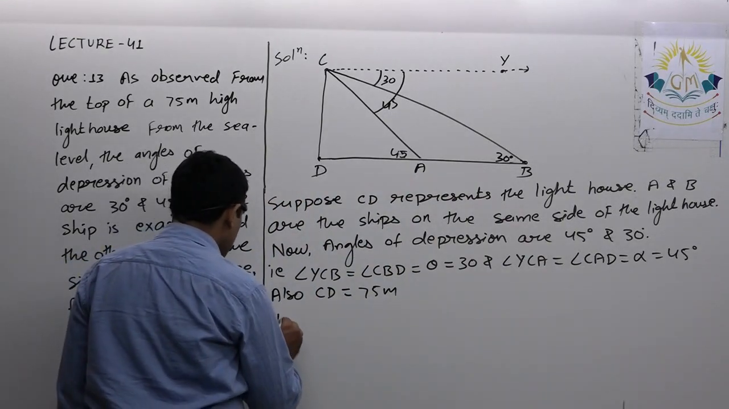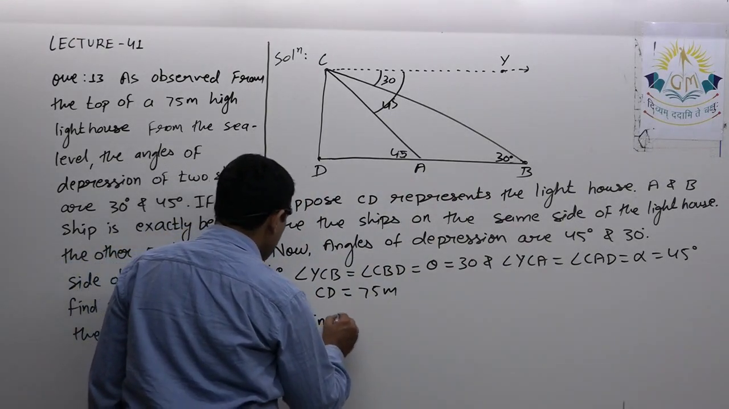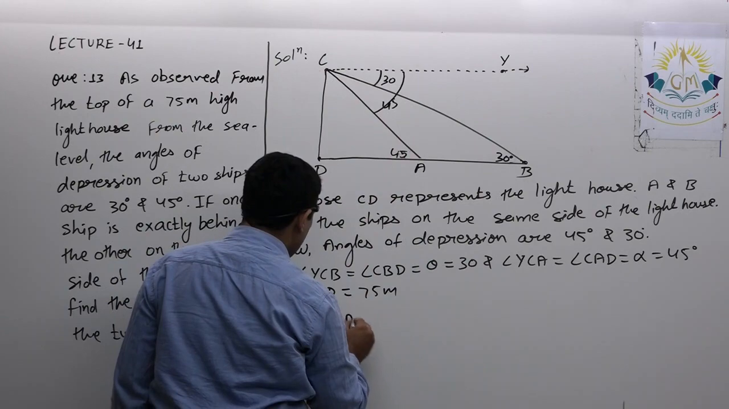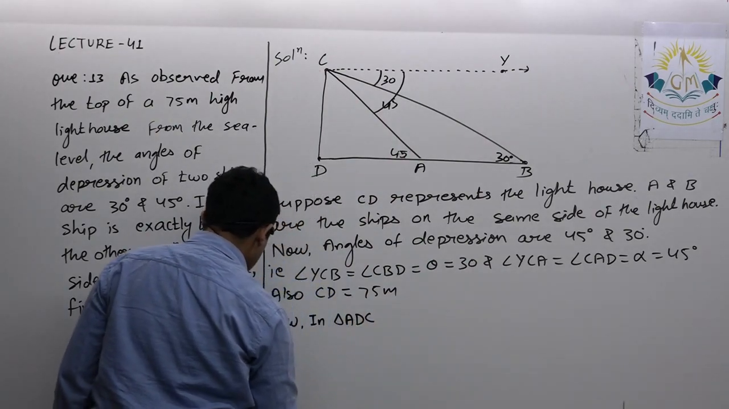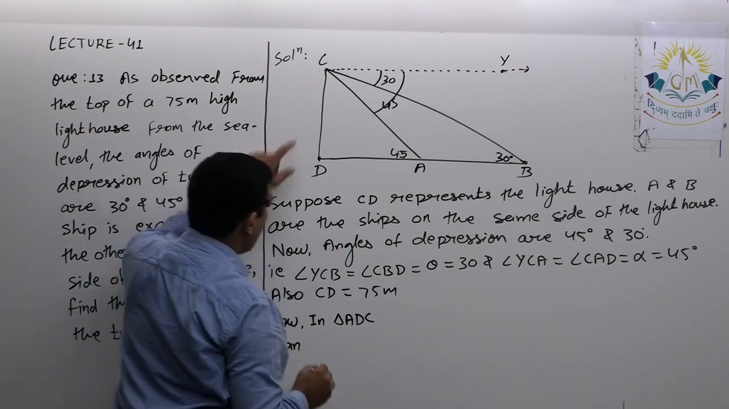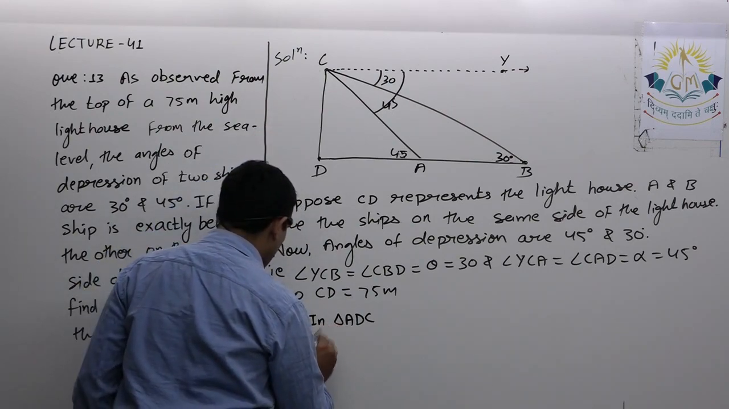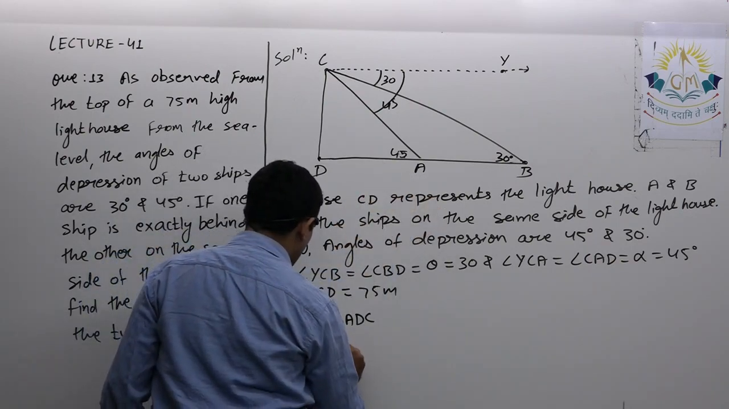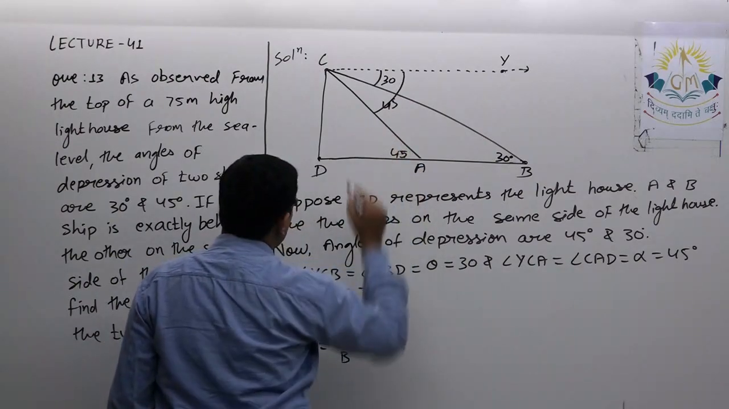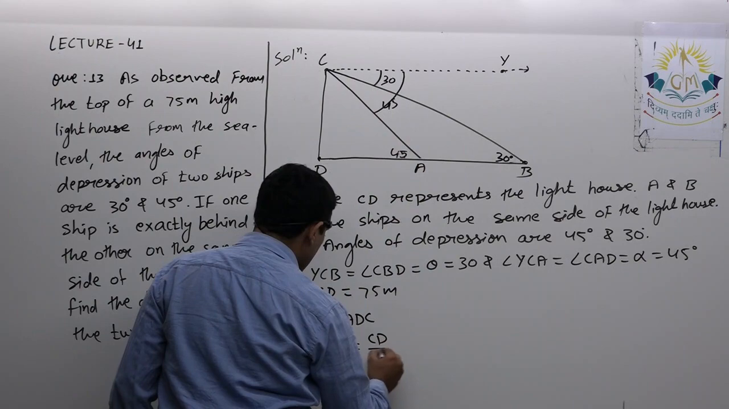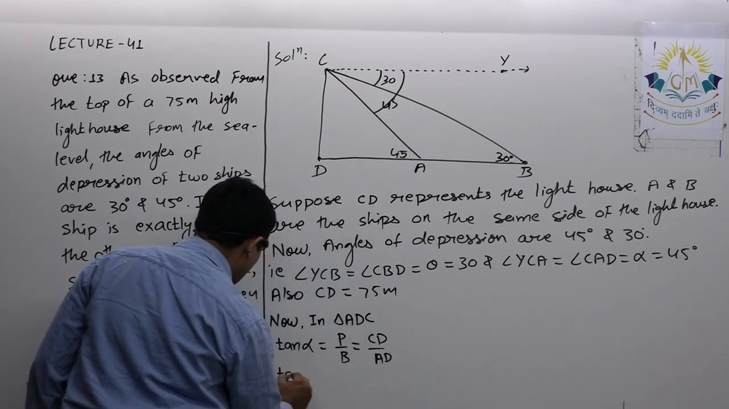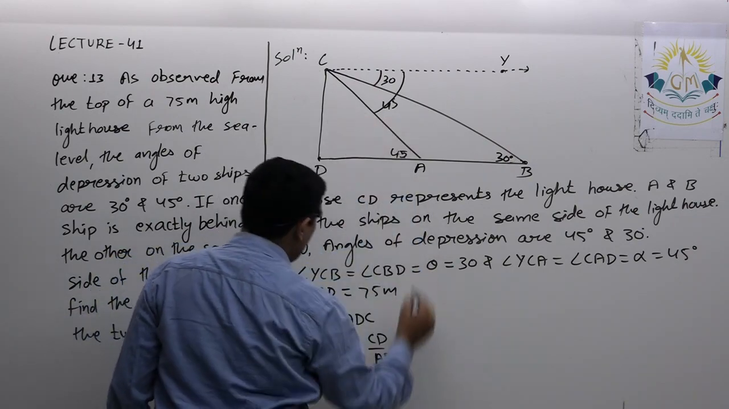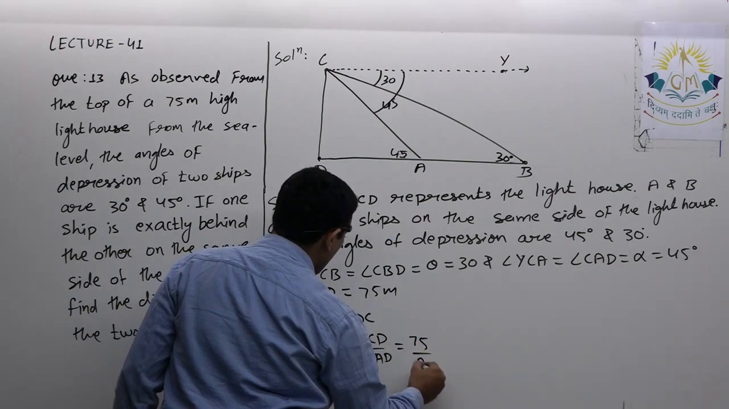So now in triangle ADC, tan 45, that is tan alpha, is equal to perpendicular upon base. Perpendicular is CD, base is AD. So here I write tan 45 is equal to, now CD is what? CD is 75 and AD we need to find.